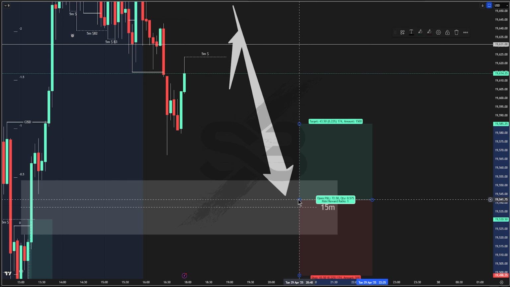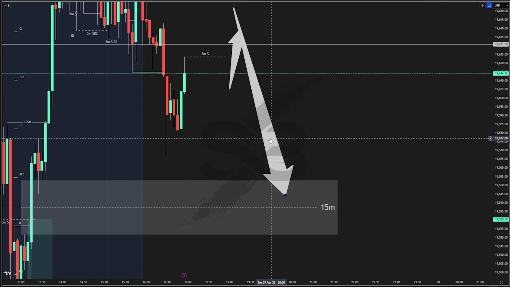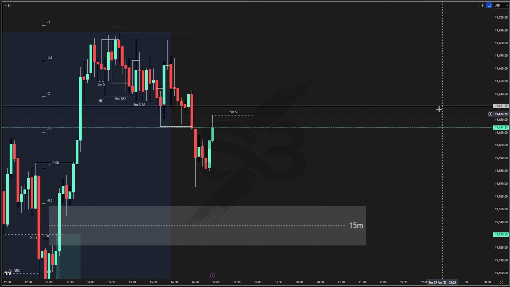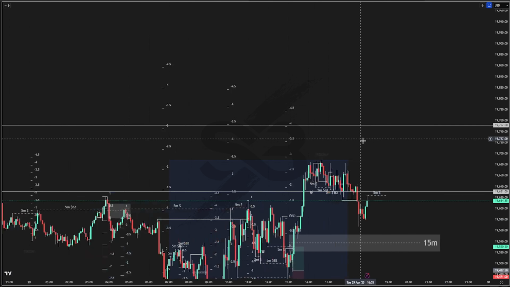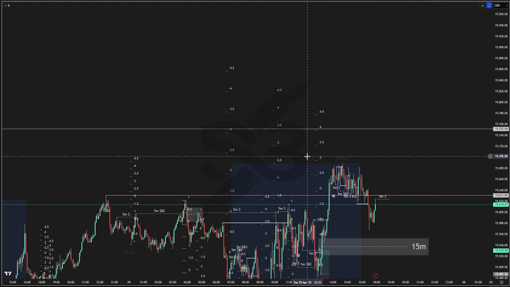And then what do we do? We go long again whenever we get a signal here on the lower time frames, to go long on a 1 minute basis. So you need to be able to be fluid, but also not flip too quickly to where you're burning yourself. Those are the pivot points and a couple of the extra details.